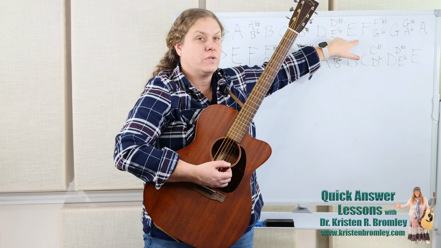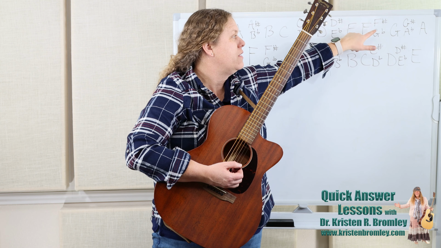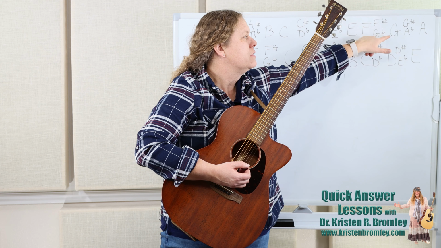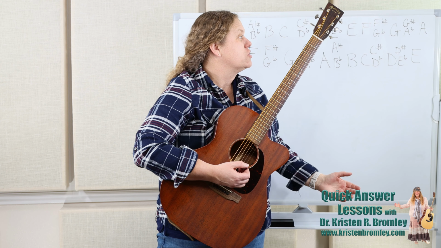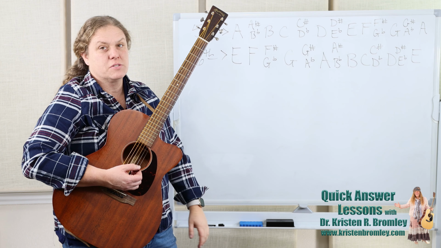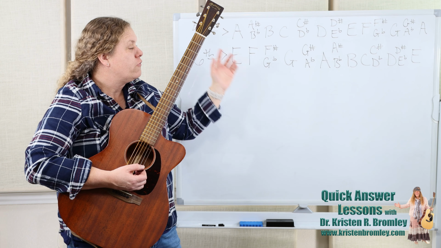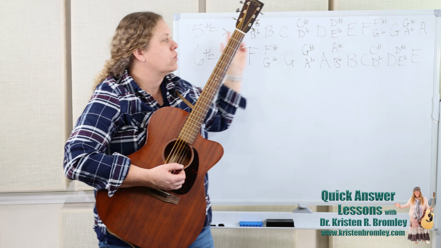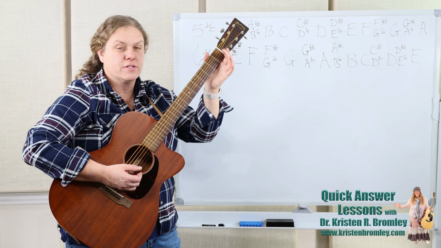There is not one between E and F. There is one between F and G, F sharp or G flat. There is one between G and A, G sharp or A flat. And then actually coming around, A sharp or B flat brings us back around again. So full circle, we've got the full chromatic scale, 12 pitches.